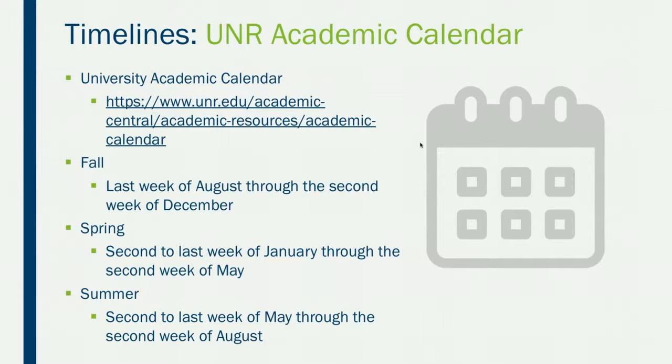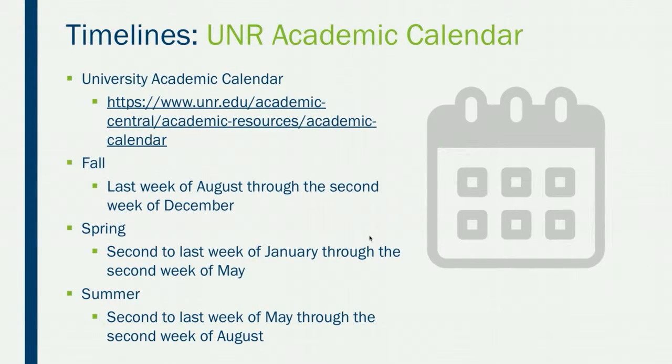So fall, last week of August through the second week of December; spring, second to last week of January through the second week of May; and summer, the second to last week of May through the second week of August. And that's true for all of our types of students, graduate and undergraduate. I will make the caveat that our in-person MPH students only do summer, and we'll talk more about timelines.